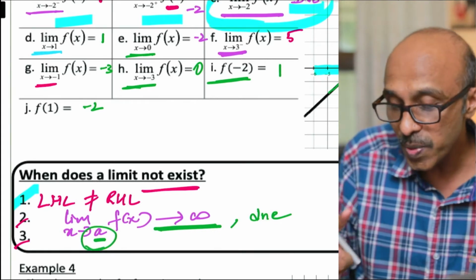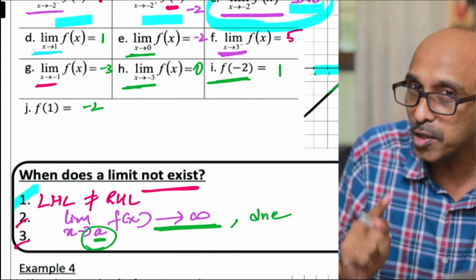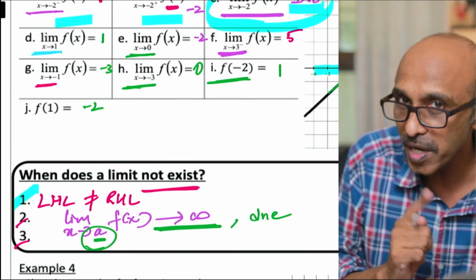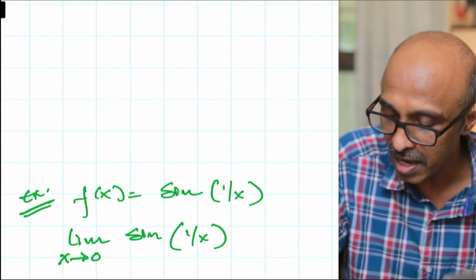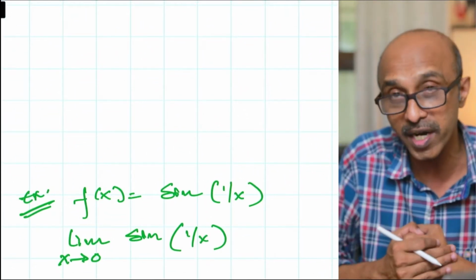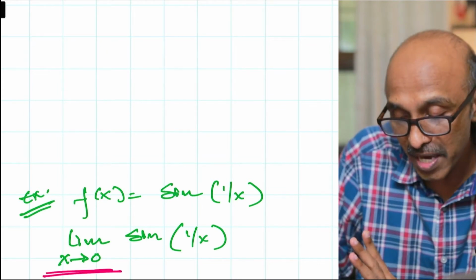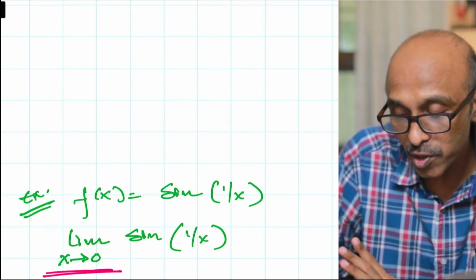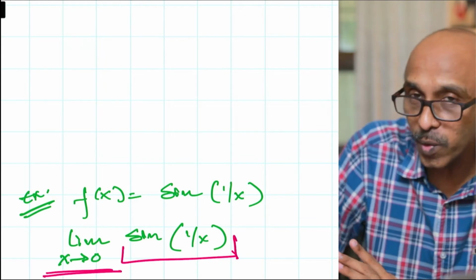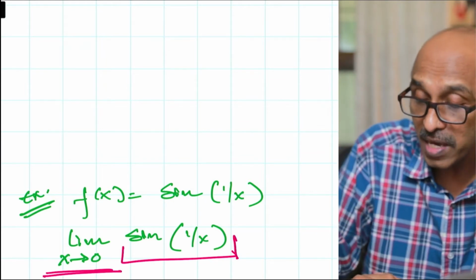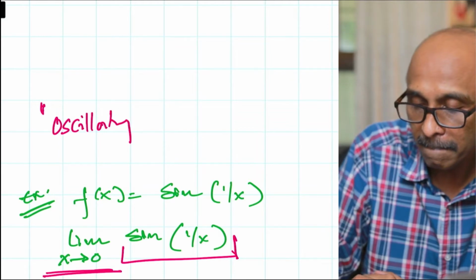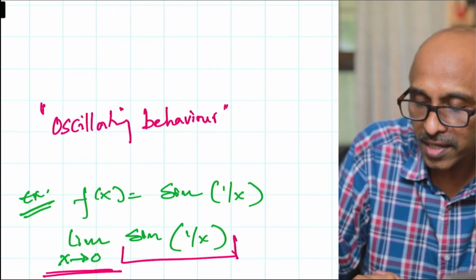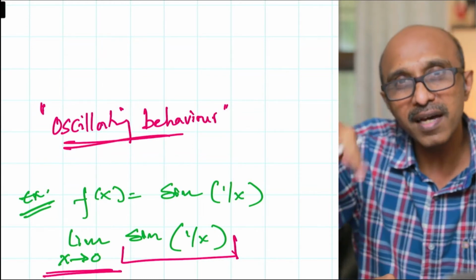And the third case where the limit does not exist is not so obvious. So I want you to pay attention very carefully, all right? The example we're going to look at is this function f of x is equal to sine of 1 over x. And we're looking at the behavior of sine of 1 over x as x approaches 0. The behavior can be described as an oscillating behavior, meaning it fluctuates, all right?